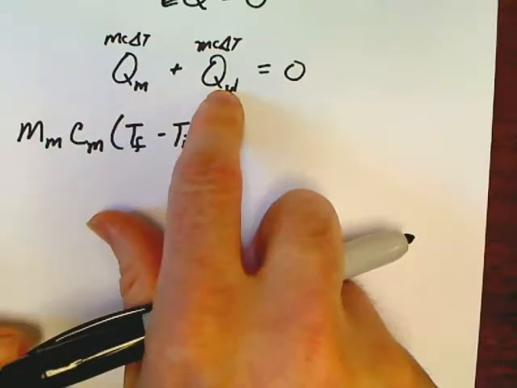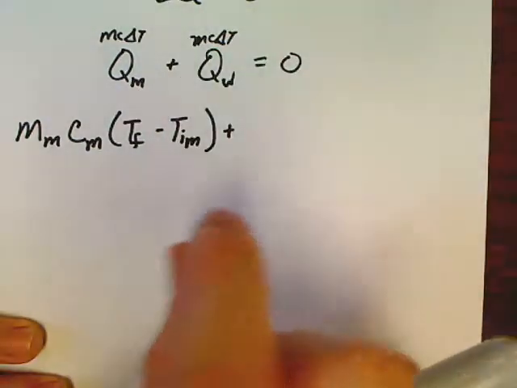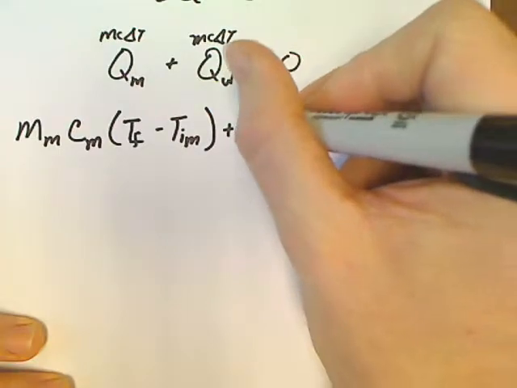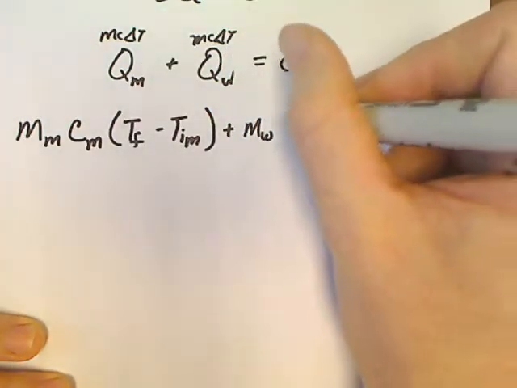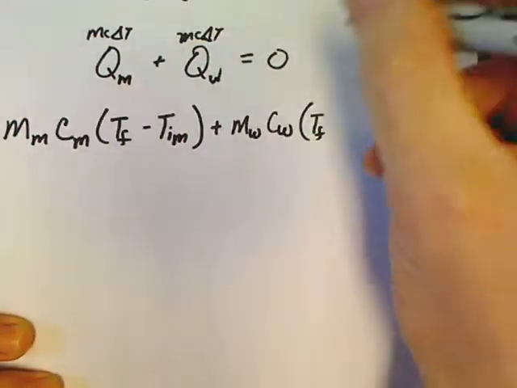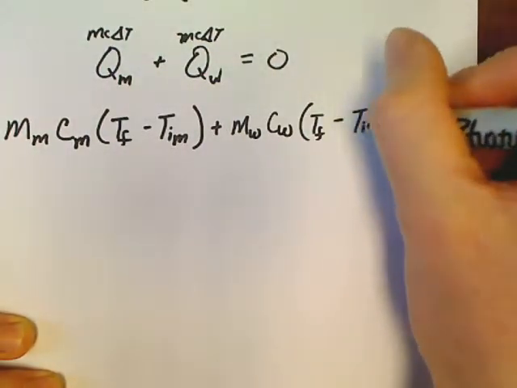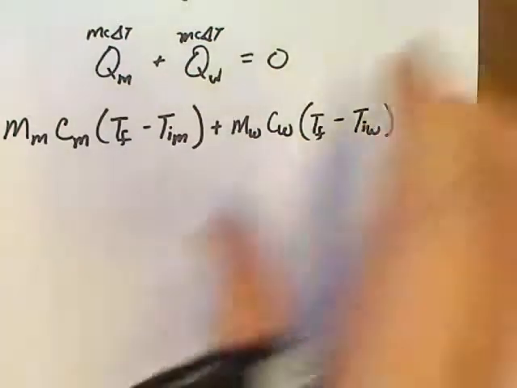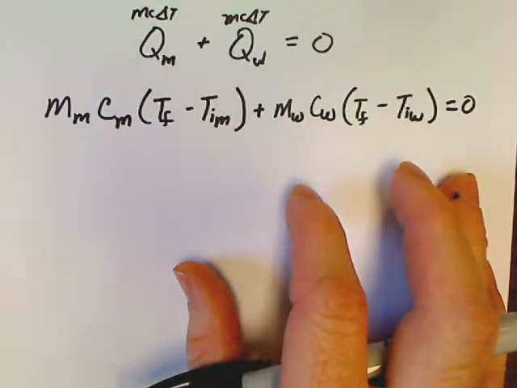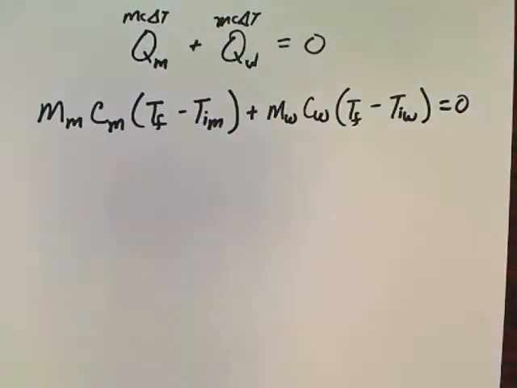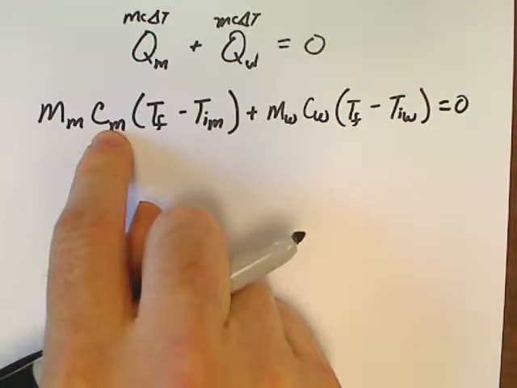So now, let's see. You should be able to write the equation for water. Ready, go. Okay, if you wrote MW, CW, TF, once again, just TF, minus TIW, then hey, you did a good job. So, there's the equation. This is my only equation. I'm going to use this to work every problem. You see, the only thing that you don't know is C for metal.